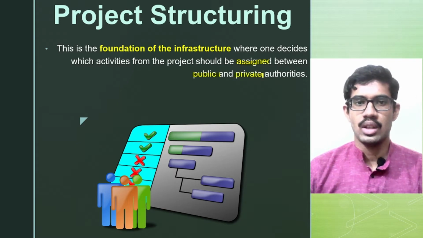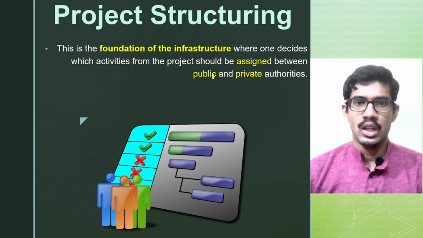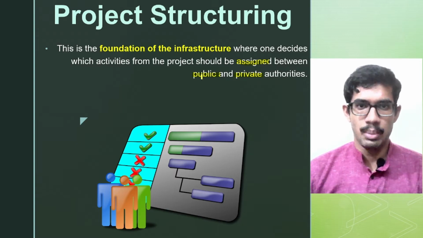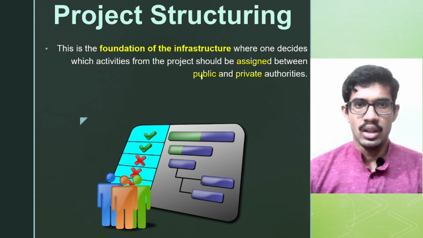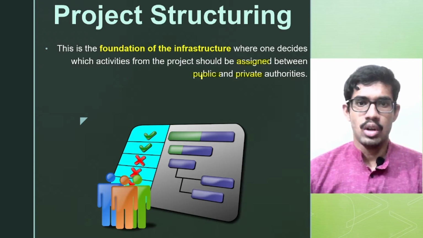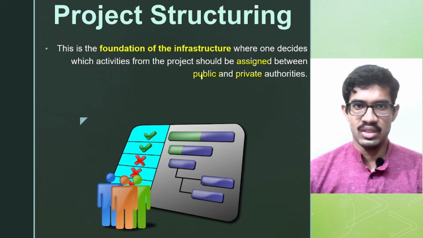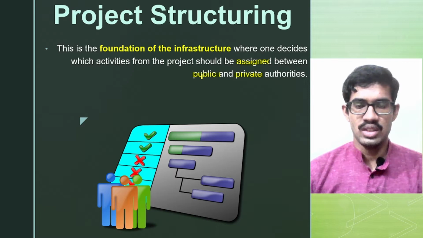If we consider metro construction as an example, there are two important works in the metro construction. The first work is civil works, that is the construction of foundations and the girders and all those concreting works, RCC works or pre-stressed concrete works, which is abbreviated as PSC works. All those things come under civil works.